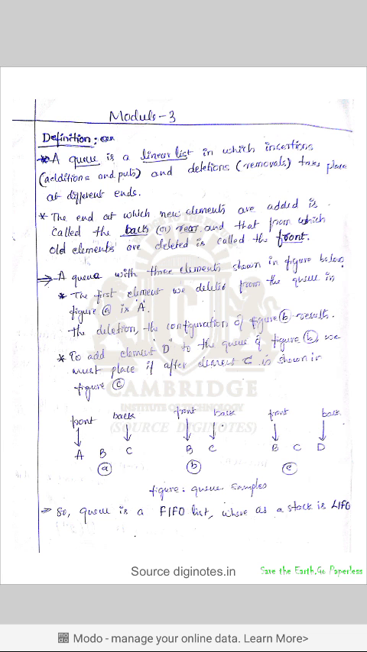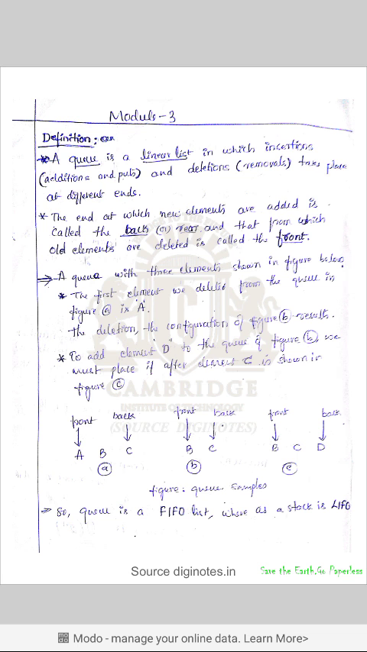Hello everyone, we'll start module 3 of Data Structures using C++. The first concept in module 3 is the queue. Before going to the queue, we need to understand the stack. We already learned about the stack in module 2, that is last in, first out. The element that is inserted last will be deleted first.